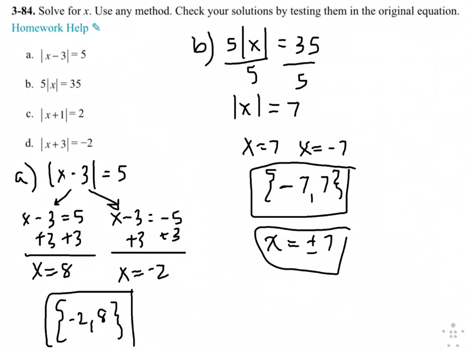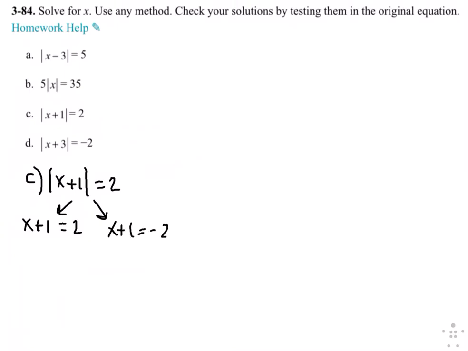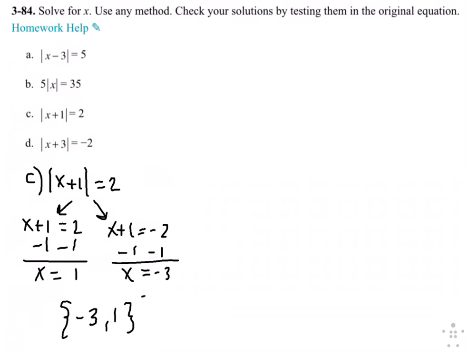Okay, for C, let's make some space. So C, I have the absolute value of x plus 1 equals 2. So we split it into two equations. X plus 1 equals 2. X plus 1 equals negative 2. And subtract 1 from both sides. X equals 1. Subtract 1 from both sides. X equals negative 3. So again, in set notation, we would write our answer like that, negative 3, 1.